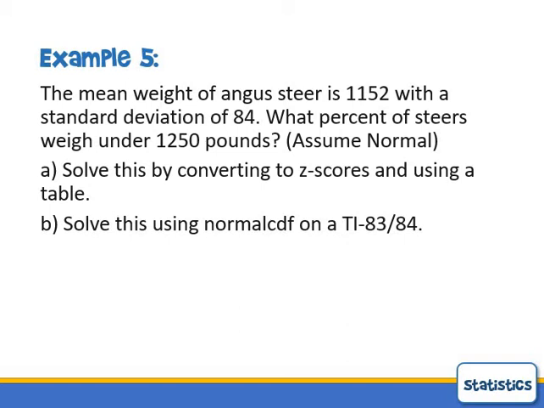So example 5 is very similar to example 4. I've done this on purpose. I wanted you to see a less than and a greater than problem. This one says the mean weight of Angus steer is 1,152 pounds with a standard deviation of 84 pounds. What percent of steer weigh under 1,250 pounds? So this time it's going to be a less than problem. Assume you have a normal distribution, and I'm going to solve it with z-scores as well as the calculator.